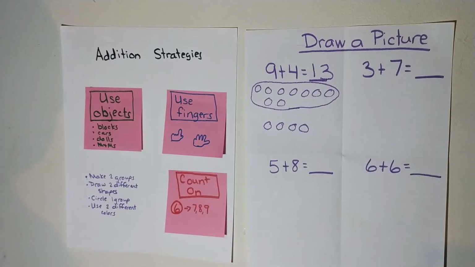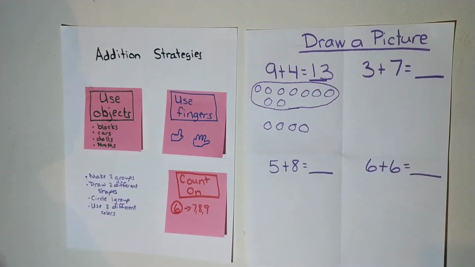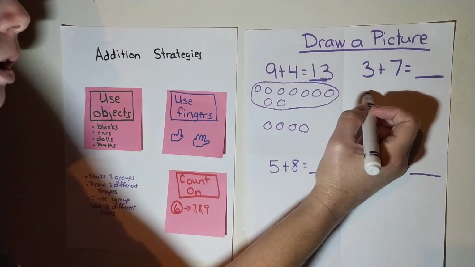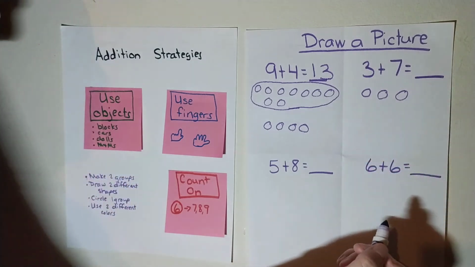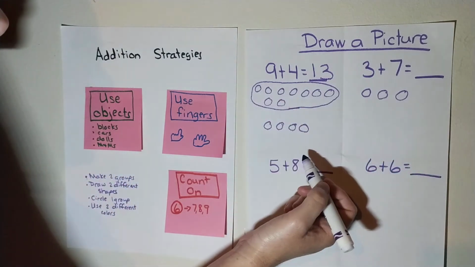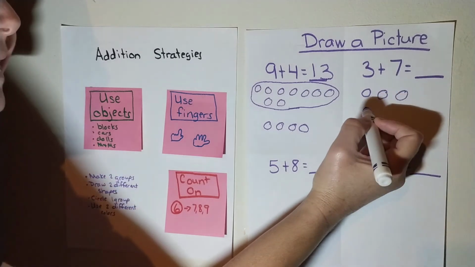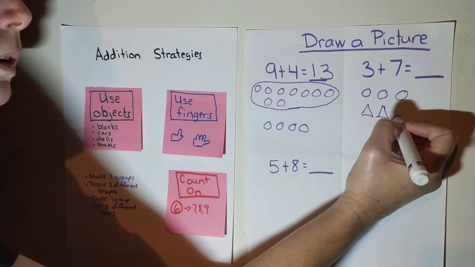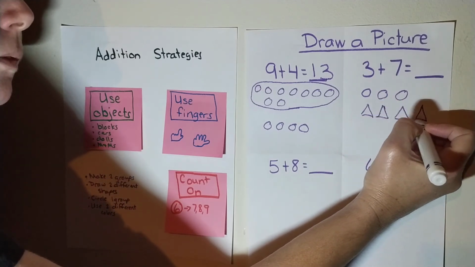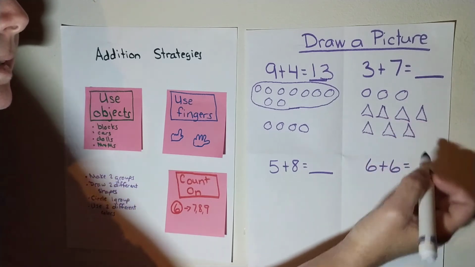And this time I'm going to use two different shapes. 3 plus 7. So I'm going to use circles and I'm going to use triangles. So let's draw 3 circles. 1, 2, 3. And then my triangles don't have to be as separated because they're different shapes. So I'm going to put them right underneath. I'm going to draw 7. 1, 2, 3, 4, 5, 6, 7.